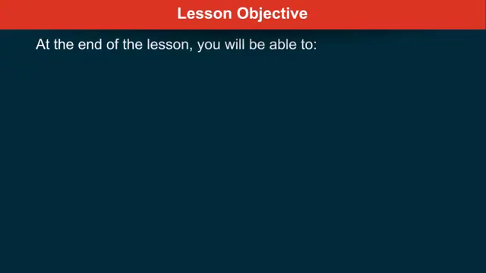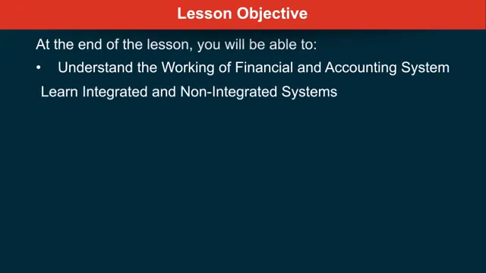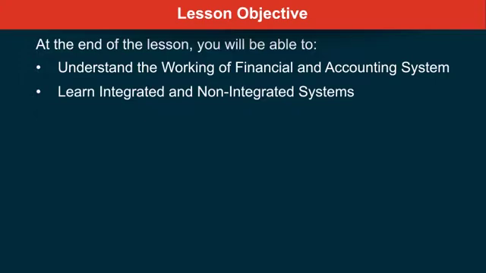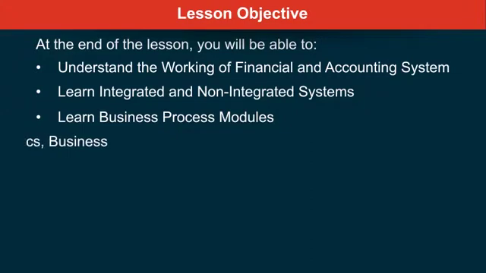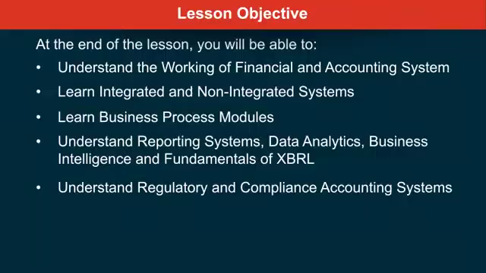So the learning outcomes of this particular chapter are basically how the financial accounting system works, integrated and non-integrated systems, what they mean, then business process modules, what they are, what the reporting systems are, data analytics, business intelligence and fundamentals of XBRL, and you also have to consider the regulatory and compliance accounting systems.